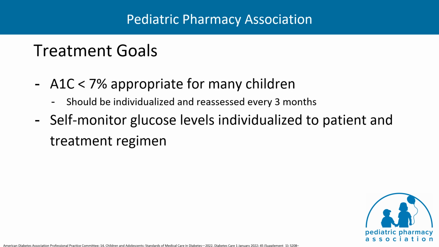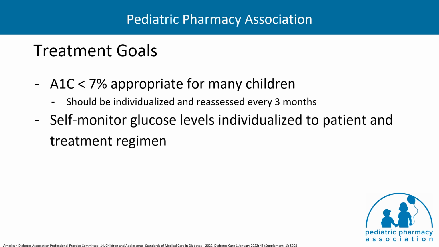Finally, our treatment goals for patients with type 2 diabetes mellitus mimic those treatment goals that we saw with the type 1 population. The ADA has really tried to standardize these treatment goals, and so patients are going to target an A1C of less than 7%. It should be individualized and reassessed every 3 months.